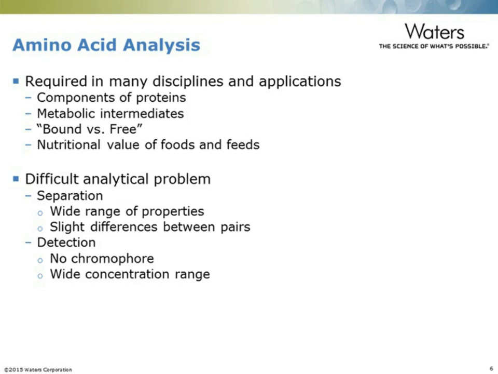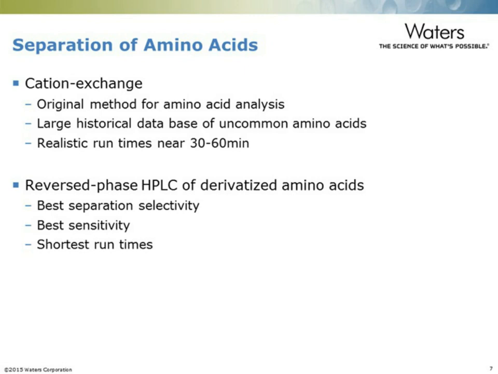The separation of amino acids usually occurs in one of two ways, either cation exchange chromatography or reverse phase HPLC. Cation exchange is the classical original method for doing complete amino acid analysis. It exists today and is still used today because of the large historical database. It is a method that typically takes a half an hour or an hour to run a sample.